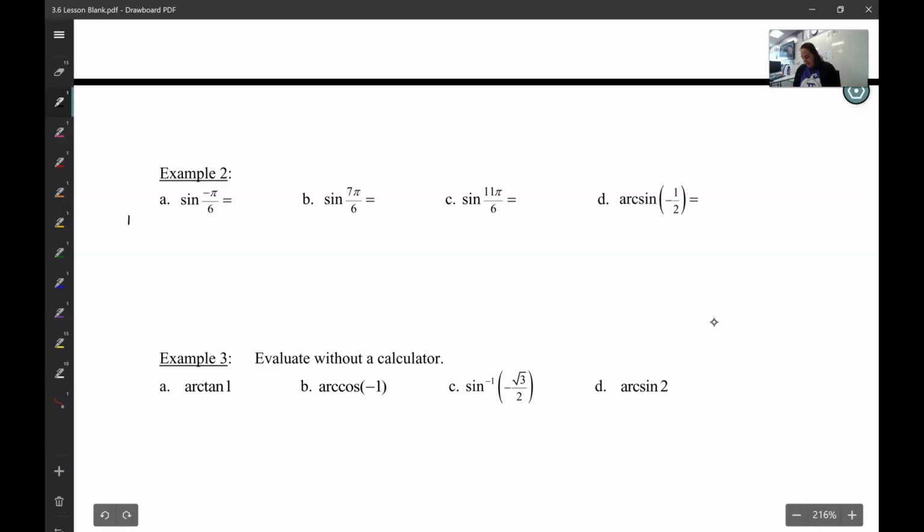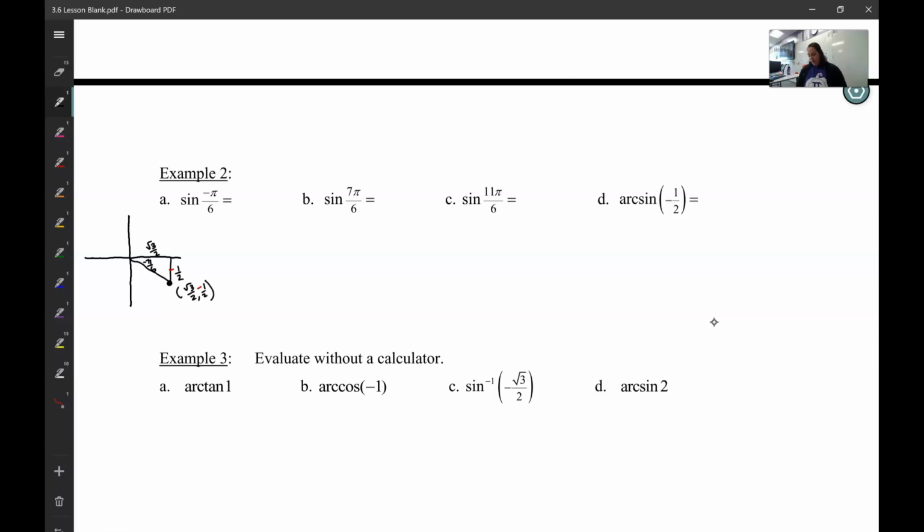We want sine of negative pi 6. By the way, word of warning, this is going back to your unit circle stuff. So negative pi 6 would be pi 6 in the negative direction, so clockwise. So about like that. This is negative pi 6. And the x and y values here, just remembering from our unit circle, this is going to be root 3 over 2, 1 over 2. And my y value is negative.